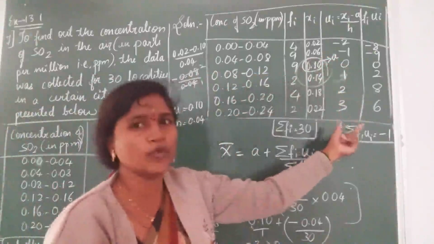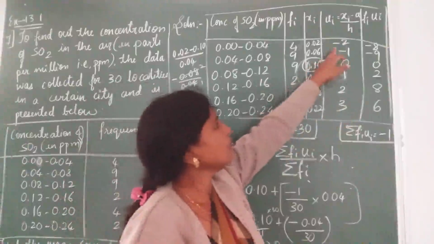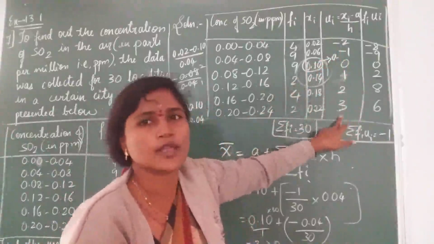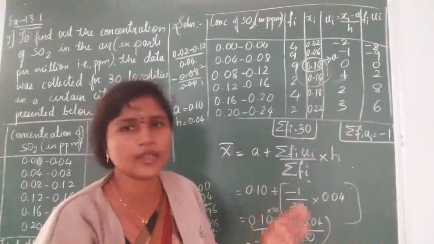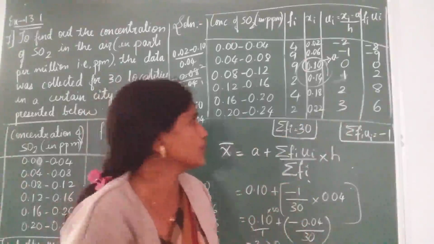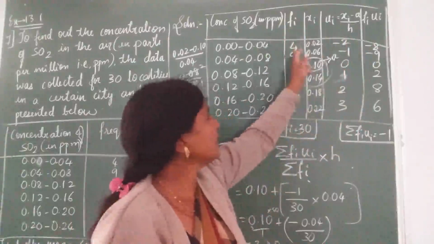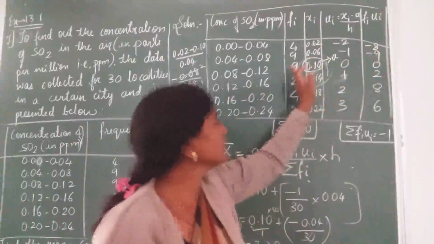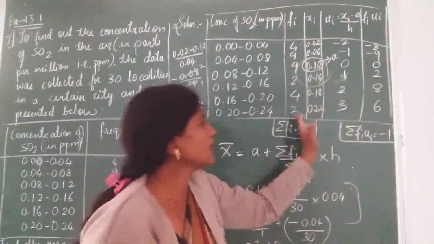In this pattern for ui, you will get first negative, then positive numbers. So here minus 2, after that minus 1, 0. Next is 1, 2, 3, according to the number line: on the left side we have negatives, at the neutral point it is 0, and on the right side it will be positive. Next you have to find fi into ui. fi into ui means 4 twos are 8, plus into minus is minus, so minus 8. Then 9 times minus 1 is minus 9, 9 times 0 is 0, 2 ones are 2, 4 twos are 8, 2 threes are 6.